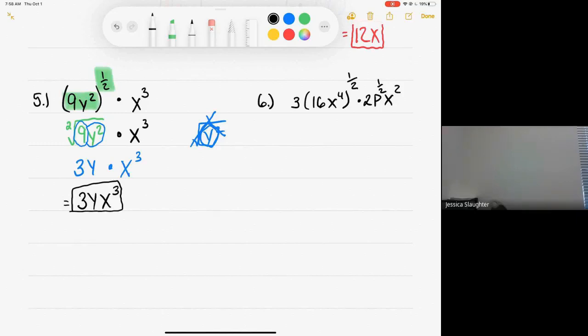Example 6 looks a little more involved, but we want to start with the parentheses. Inside the parentheses, I have 16x to the 4th, and that's being affected by this exponent. So what am I going to do with what's highlighted in green? What should I write?